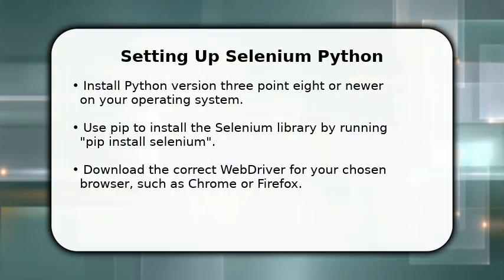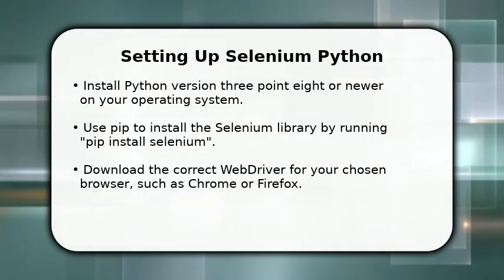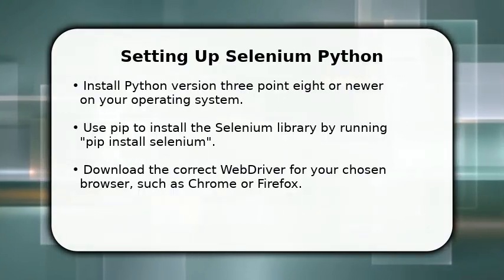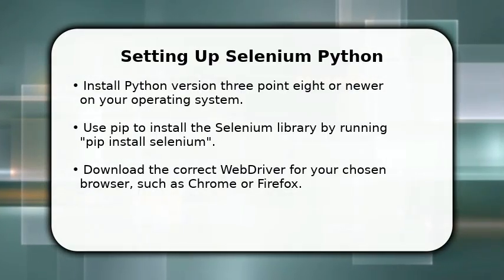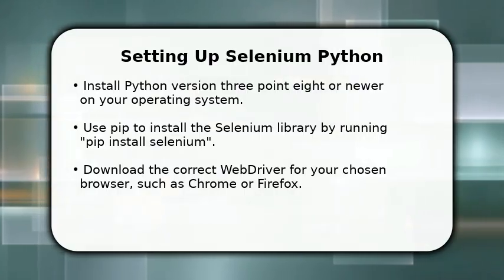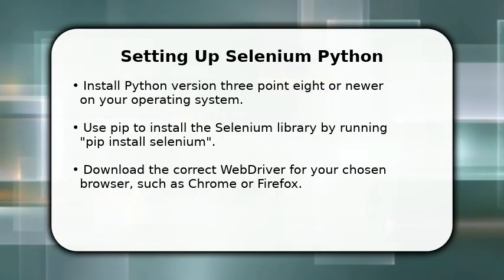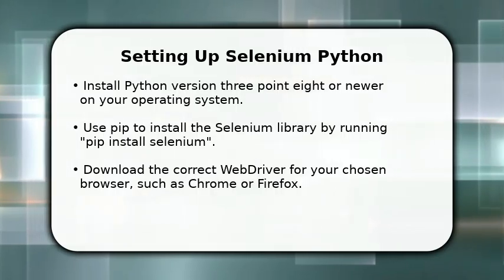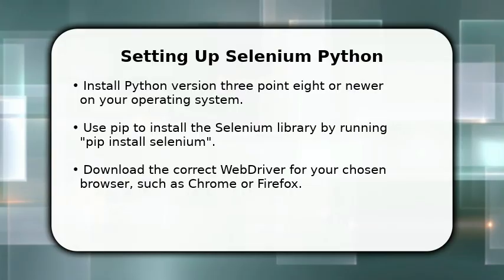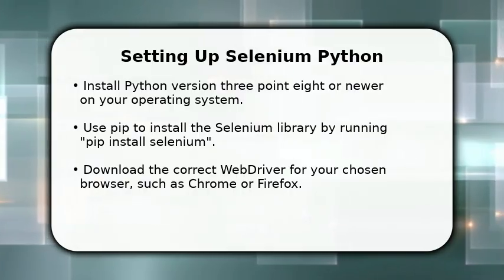In this video, I will explain how to set up Selenium Python. First, ensure Python version 3.8 or newer is installed on your system. Next, open your terminal or command prompt and install the Selenium library using pip. Simply type pip install selenium.